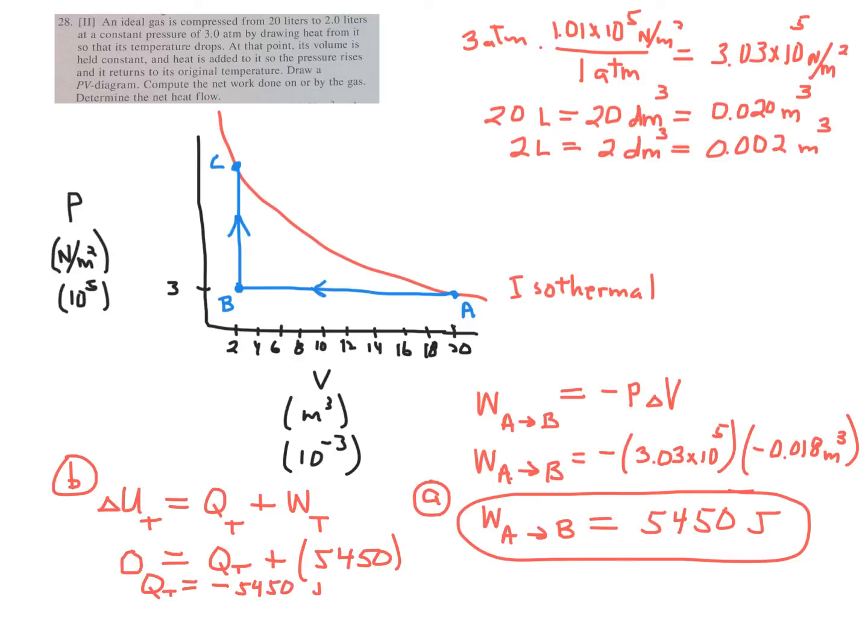5,450 joules. Now, from point A to point B, there's actually heat flowing out of this gas, actually more than that. And from B to C, there's heat flowing into the gas. You could double check that with our isobaric process from A to B and isochoric process from B to C. But the negative 5,450 is the net amount of heat flowing out of the gas. More heat flows out of the gas from A to B, but heat actually enters the gas from B to C, for a net of negative 5,450 joules.